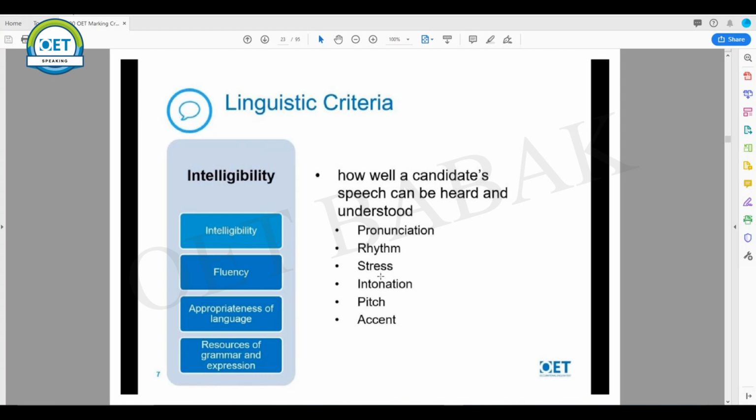Stress, word stress. Which part of the word you stress? Intonation. Stress in the sentence. Where you increase your voice, where you bring it down, where you stress. Pitch, the loudness of voice. Pitch is, for some people, difficult to understand.